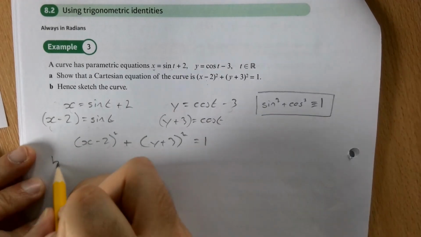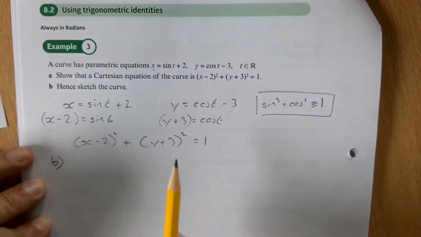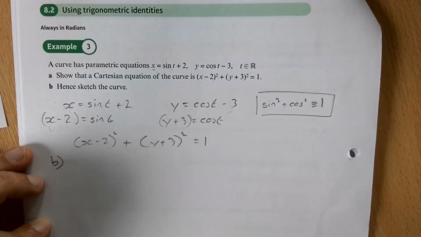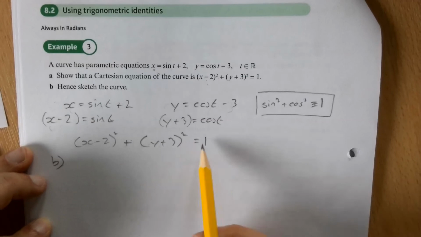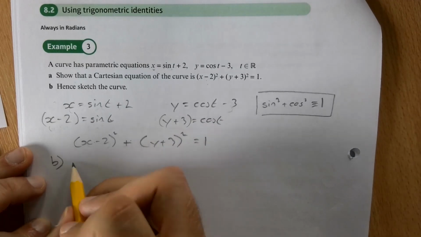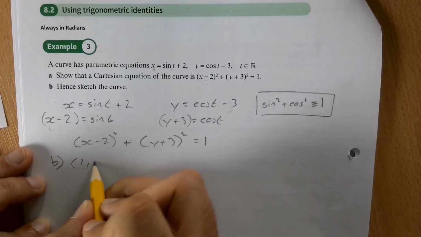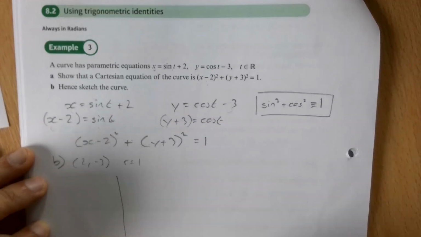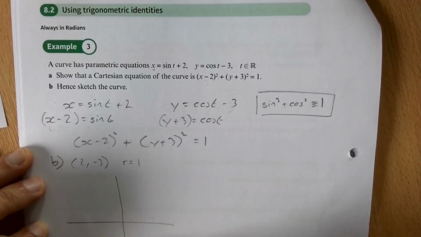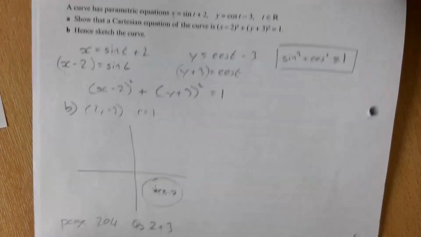And in part B, hence sketch the curve. But hopefully you've recognised this is a circle, isn't it? That's x minus a all squared plus y minus b all squared equals 1. So it means that I've got a circle of centre 2, minus 3 with radius 1. So 2, minus 3 is going to be around about there. Draw a circle around it and just sort of show, it's an awful circle, but there we go, that you've got a radius of about 1.